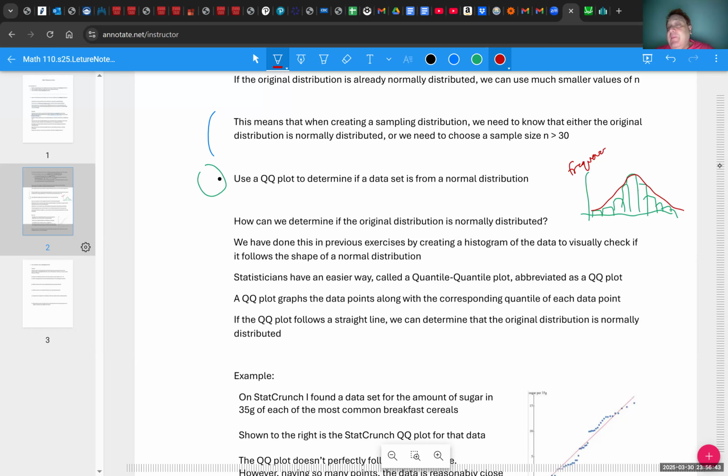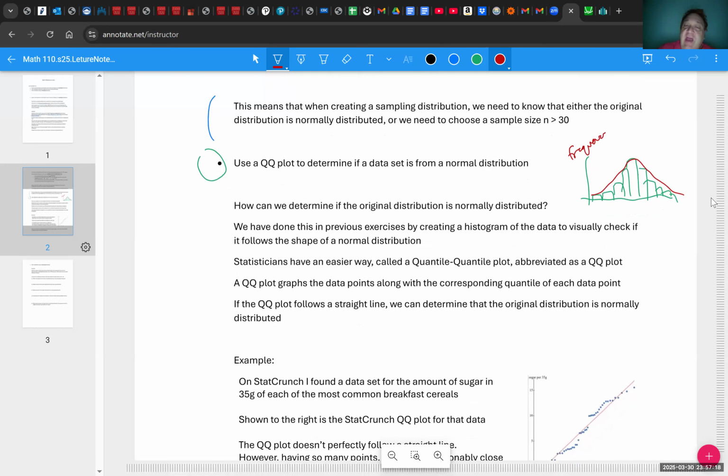We have another way, ostensibly easier, according to the statisticians, to determine if a data set is normally distributed. And that's called a quantile plot, or abbreviated as a QQ plot. So QQ plots plot the data points along with the corresponding quantile of each data point. And if the QQ plot follows a straight line, we can determine that the original distribution is normally distributed. So that's a lot of word salad there. Let me show you an example of what's going on here.